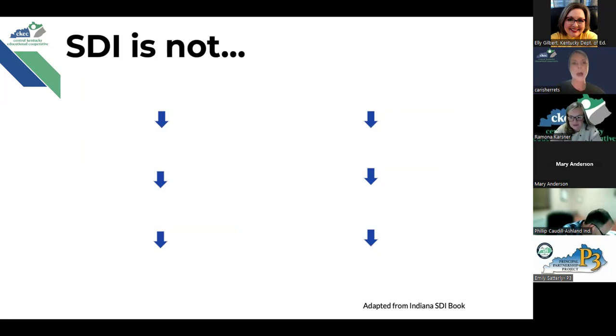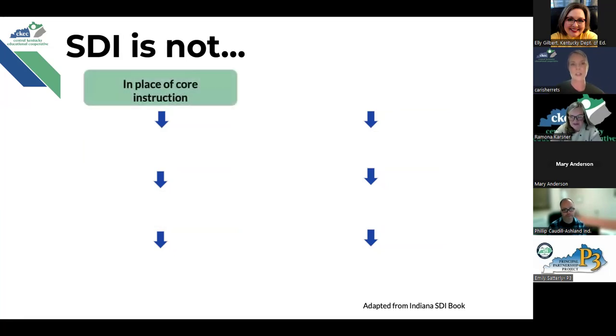So let's talk about what SDI is not. There are some misconceptions when we talk about specially designed instruction. Of course, we are not giving specially designed instruction in place of core instruction. We want to make sure that our students with IEPs are getting our core instruction, the standards, and then on top of that, they are getting those specially designed instruction strategies. So it's not in place of or instead of, it is in addition to.